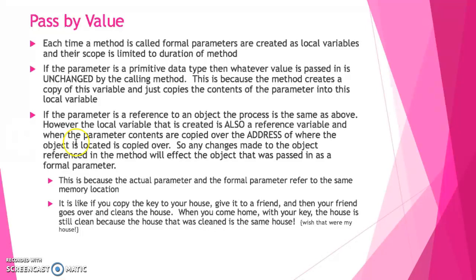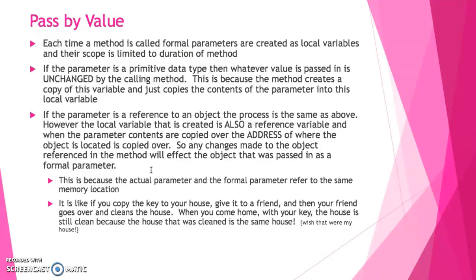When that parameter that we are copying is a reference to an object, the process is the same. However, the difference is that this local variable that's created is also a reference variable. And this parameter that is copied is the address of the object. So any changes that we make to this copy of the address, we will see once we leave the method.